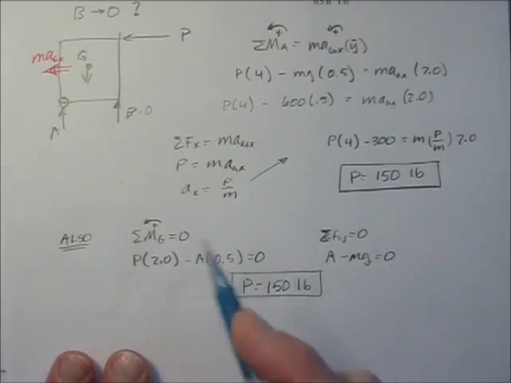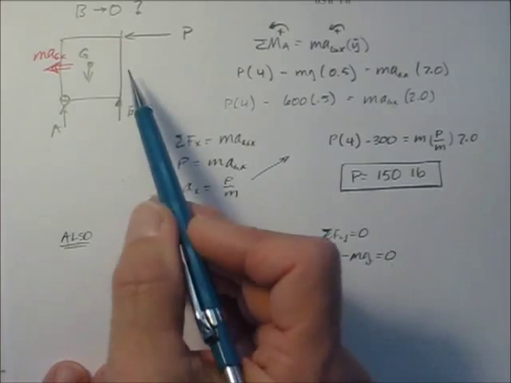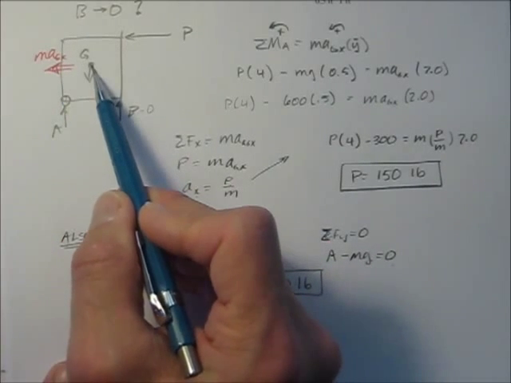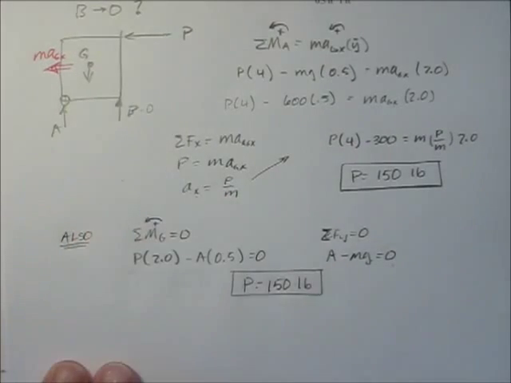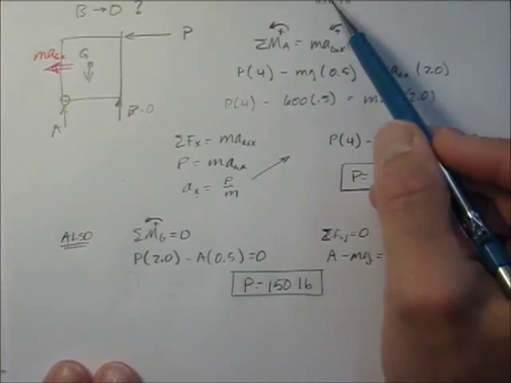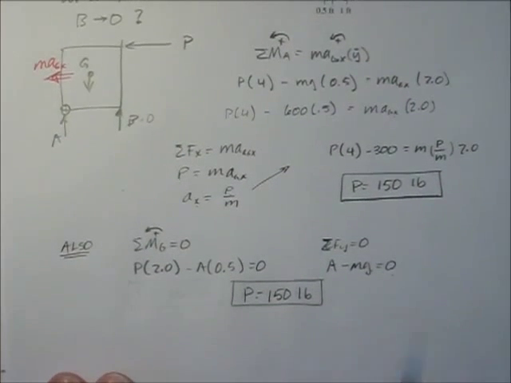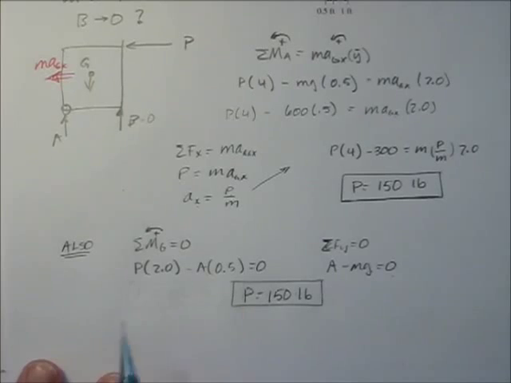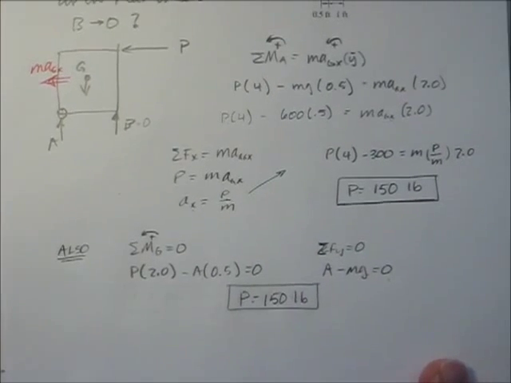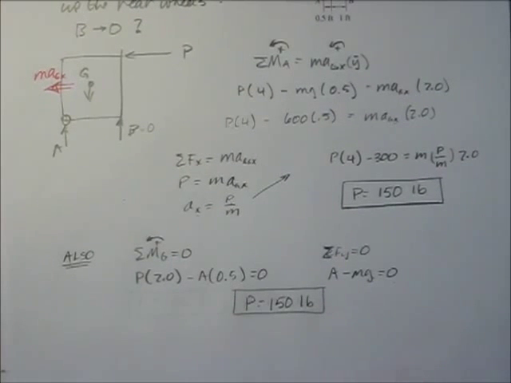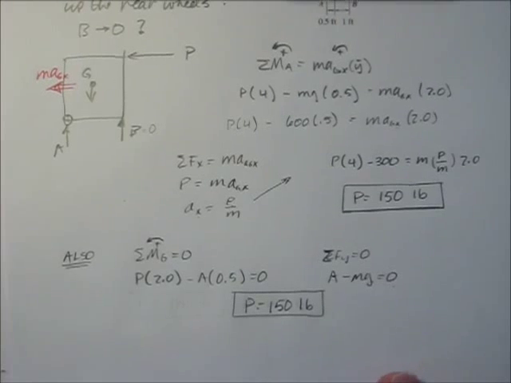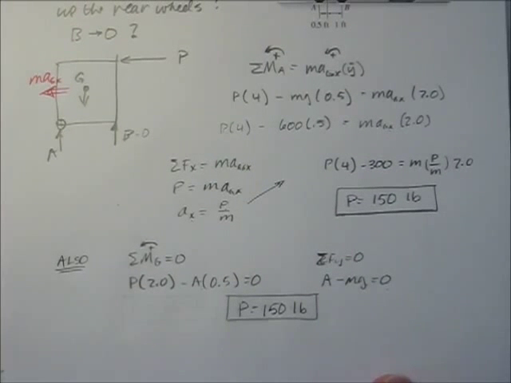If I do a moment equation about point G, I can see that P about point G has a lever arm of 2, and A about G has a negative lever arm of 0.5, and so I can say that P times 2 minus A times 0.5 is equal to 0. Two equations, two unknowns, and I get P is equal to 150 pounds. All right, so there are two related but kind of different ways to solve for how much force it takes to lift up the rear wheels.